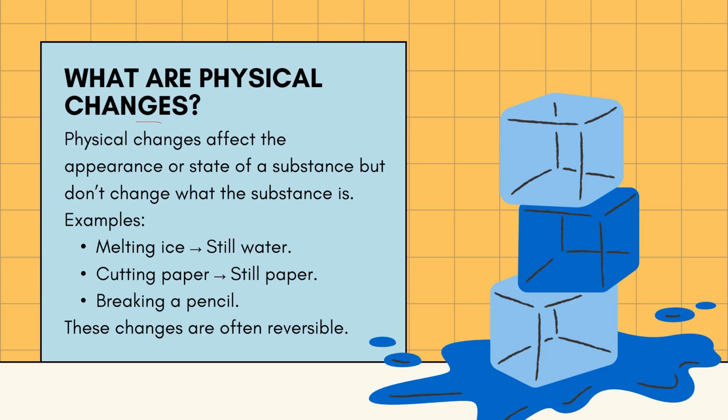Physical changes affect the appearance or the state of a substance, but don't change what the substance is. Examples: melting ice. When you melt ice, it will become water, that is liquid. It still remains water. Then cutting paper. There's a sheet of paper, you cut it into pieces, you have small pieces of paper, it still is paper. Breaking a pencil. You broke a pencil into two halves, both the halves will be pencils. There will be nothing changed, nothing new will be made. These changes are often reversible.